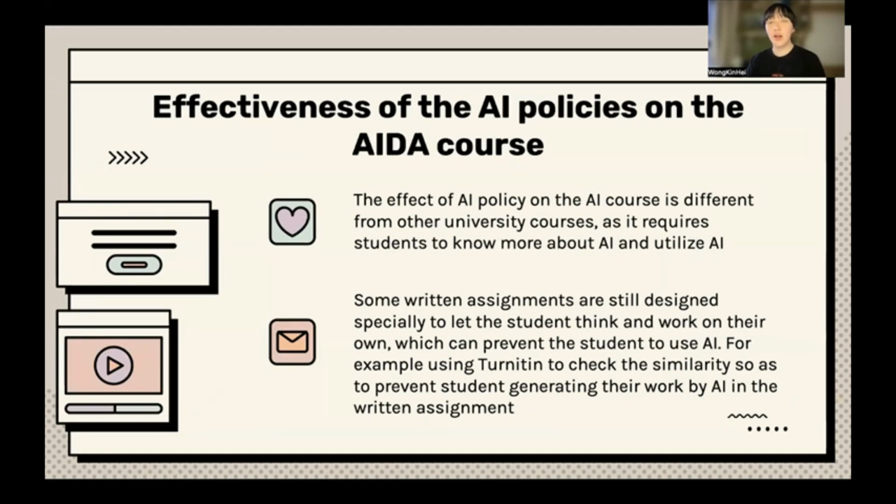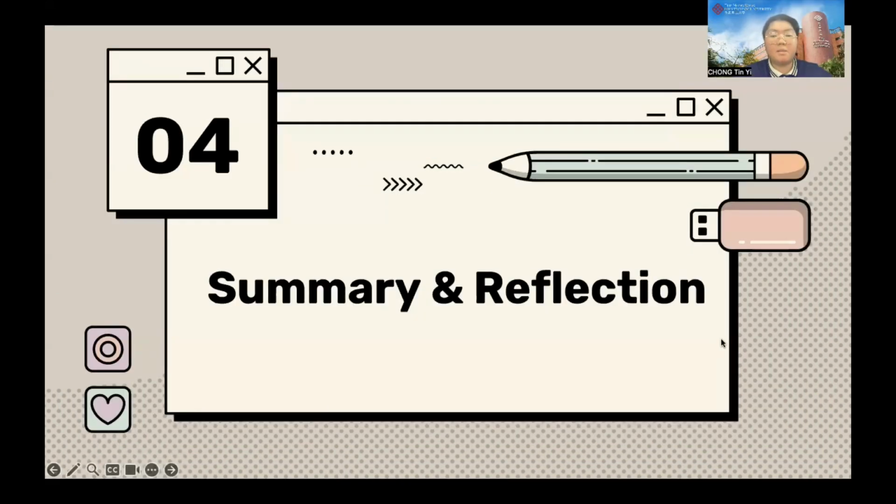Speaking of the effectiveness of the AI policy on the course, I think the effects of the AI policy on the AI course are different from other university courses, as it requires students to know more about AI and utilize AI. Yet some written assignments are still designed specially to let students think and work on their own, which can prevent students from using AI. For example, using Turnitin to check the similarity so as to prevent students from generating their work by AI in the written assignments. So let's move on to talk about the summary and reflections.